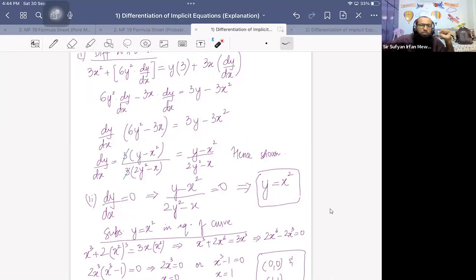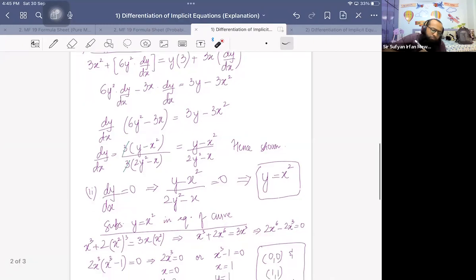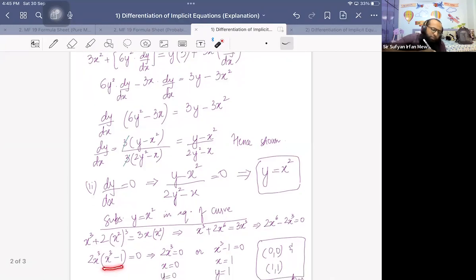Whenever the variable is in the numerator, we do not cancel the variables, else we lose a root and we'll lose the marks. So we cannot afford to lose the marks. So what we have done, I've brought 3x cube to the left side: 2x power 6 minus 2x cube equals 0. Then if I take 2x cube as common, I'll get x cube minus 1. So 2x cube times x cube minus 1 equals 0.